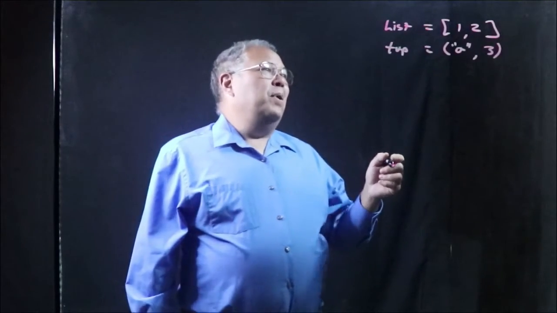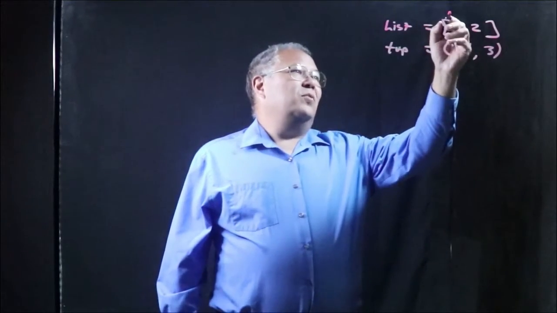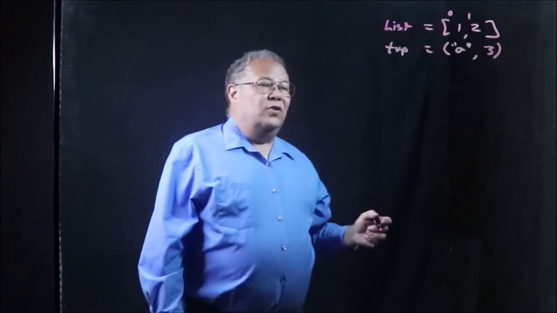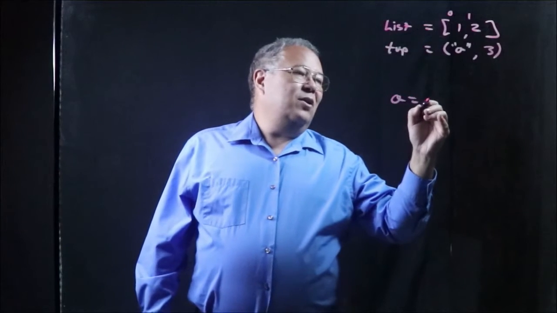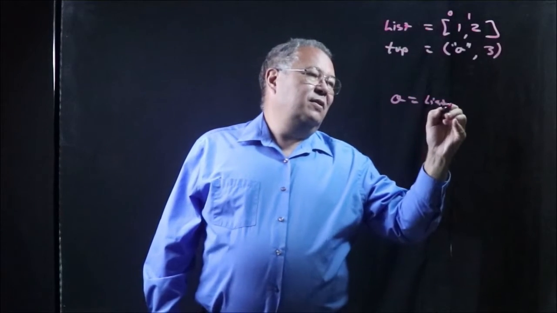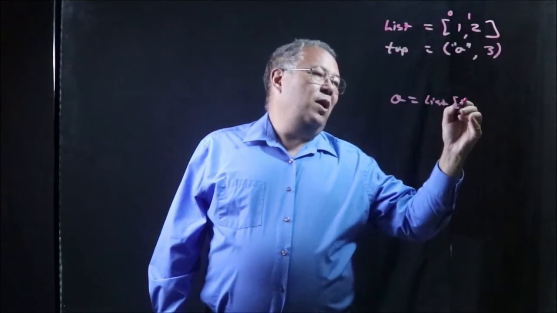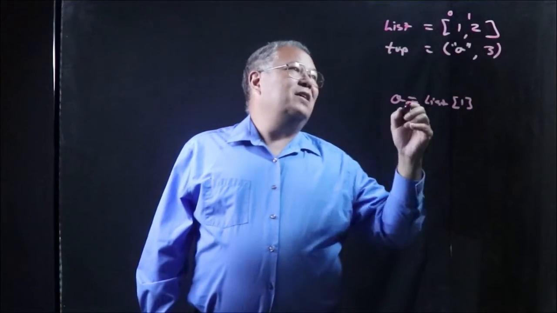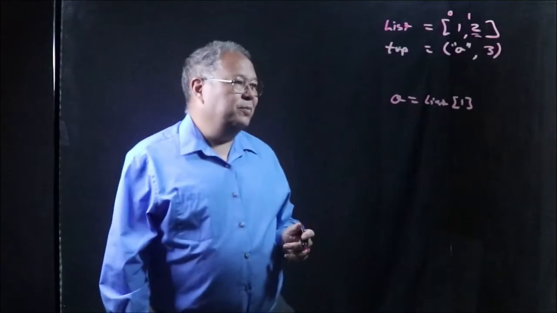assignment. But lists have indexes. They start with 0, and that would be 1. So we can get to the individual things. We can say A equals list sub 1, and we would expect to see that A is equal to this value right here, 2.